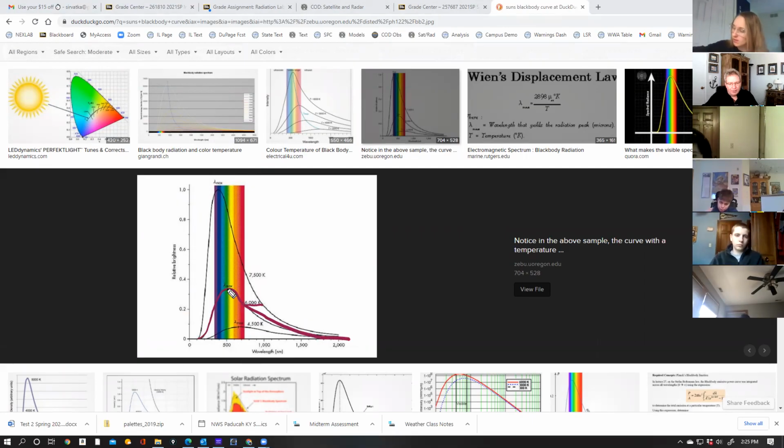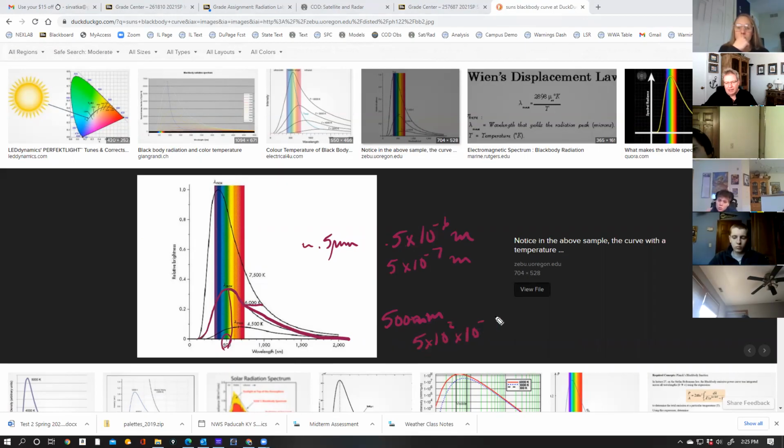And it says right there in the middle, around 500 nanometers, which is around 0.5 micrometers. Because this is 0.5 times 10 to the minus 6th meters, which is 5 times 10 to the minus 7th meters. That's scientific notation. 500 nanometers is 5 times 10 squared times 10 to the minus 9th, which is equal to 5 times 10 to the minus 7th meters. Same thing.